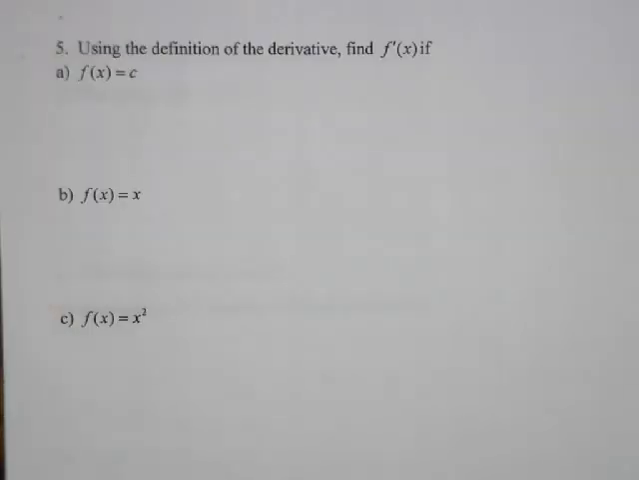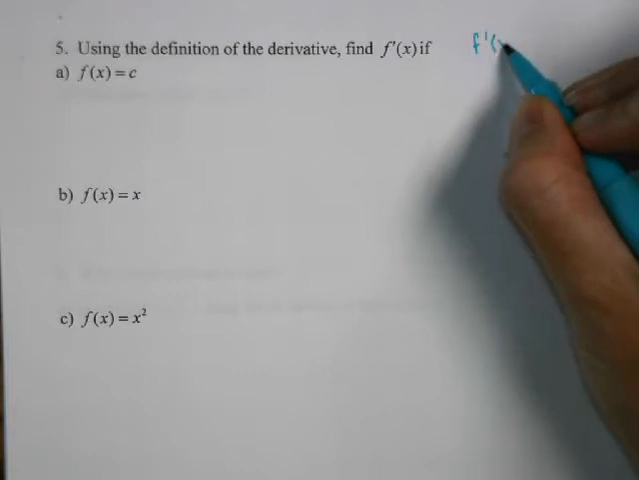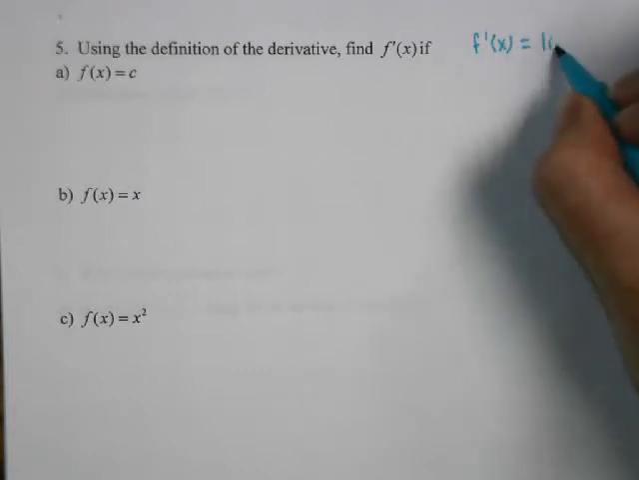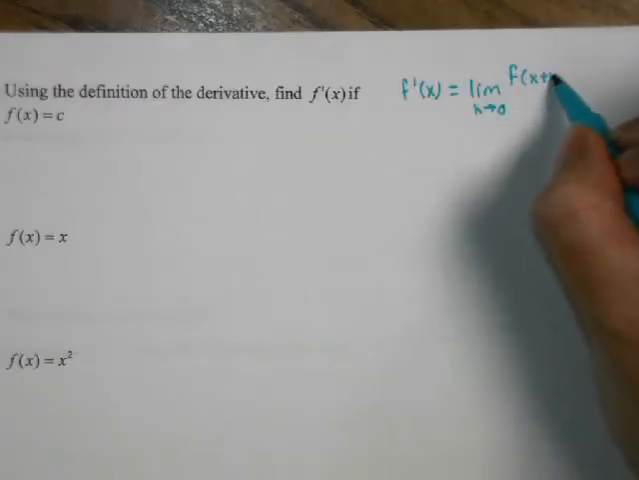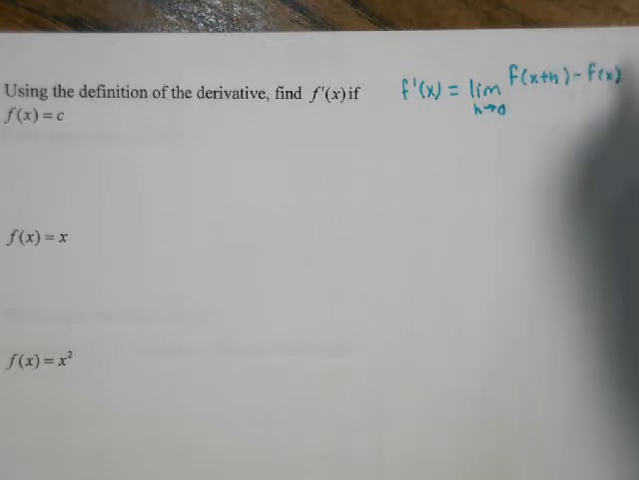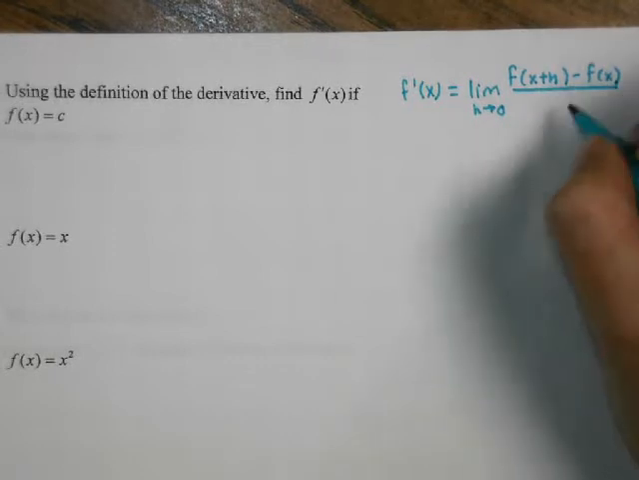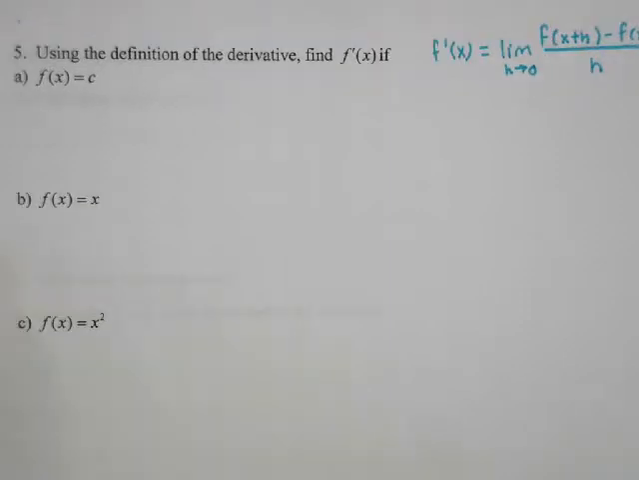Okay, so now let's do this not just with the calculator, but actually by hand. So remember, the definition of a derivative is the limit as h goes to 0 of f of x plus h minus f of x over h. So we're going to use that to verify algebraically what we seemed to find graphically.